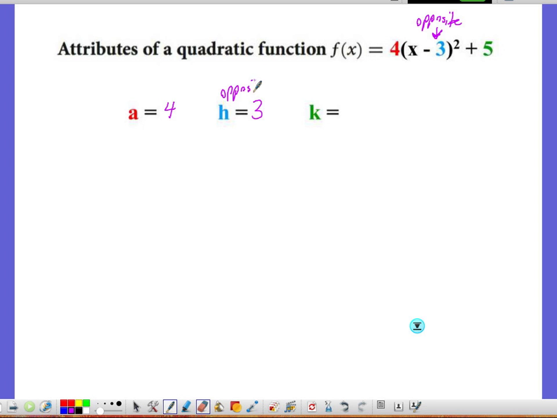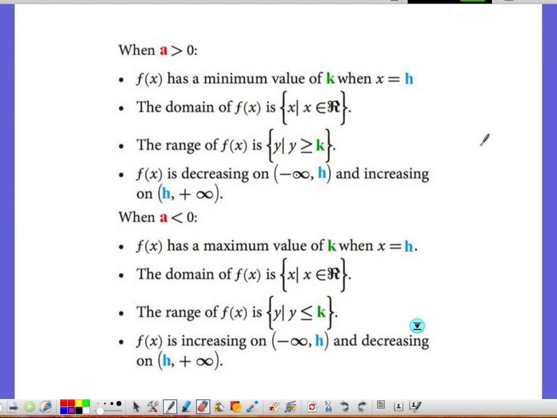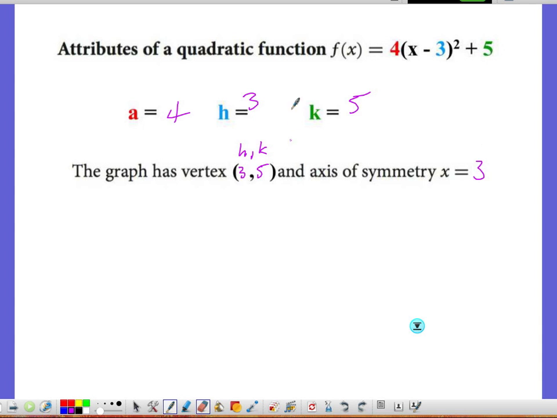And then k is going to be the number itself, which is 5. Alright, so we found a equals 4, h equals 3, and k is equal to 5. That means that the vertex, which we found out to be (h, k), is simply going to be (3, 5). And the axis of symmetry is going to be x equals h, which is 3. Simple as that. Just by finding a, h, and k, looking at our function, we can find what the vertex and the axis of symmetry are going to be.